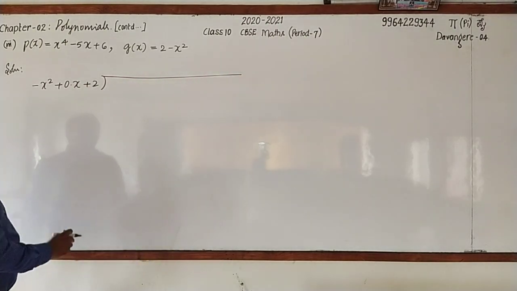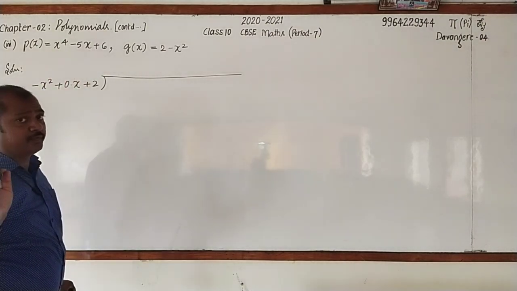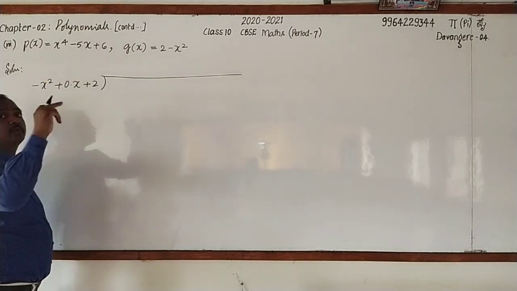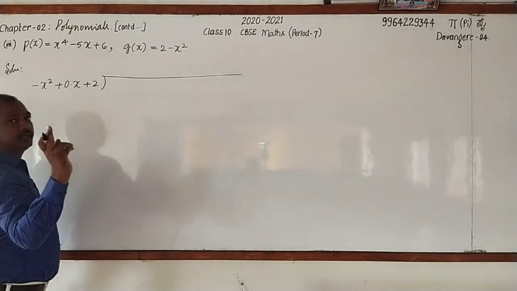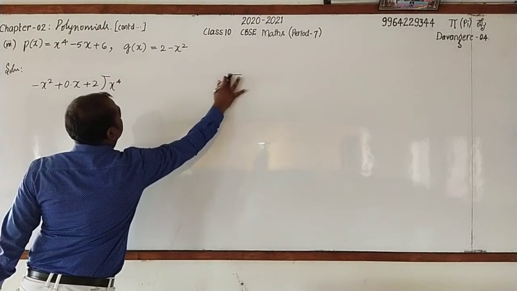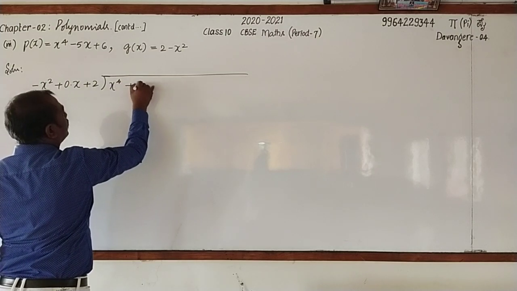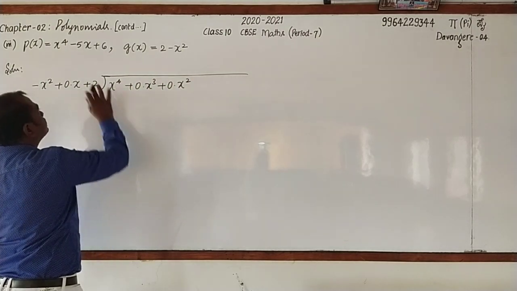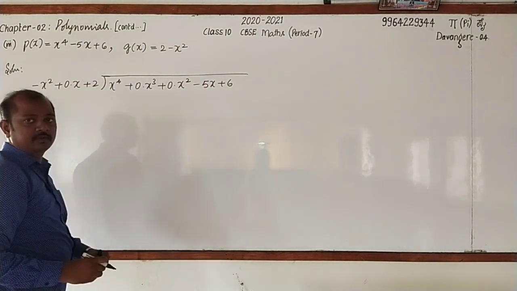Next, dividend. Observe this dividend. It is of course in standard form. But missing terms? Yes. How many are there? 2. What are those? One is x cube and another one is x square. I am going to write it. X raised to the power 4. Then no x cube term, 0 into x cube. No x square term, 0 into x square. Then minus 5x plus 6.